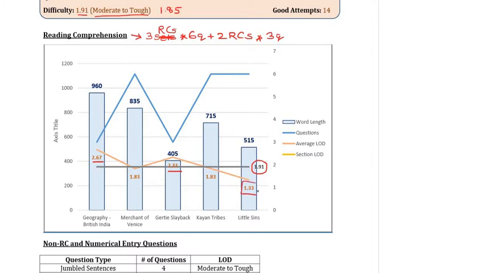Contrary to that, there is one RC here which is significantly easier compared to the overall section LOD. And then there are two passages which are more or less at par with the section. So this particular section was characterized by two relatively difficult passages, one easy passage and two moderate passages, or passages at par with the section. Let's look at the other aspects.